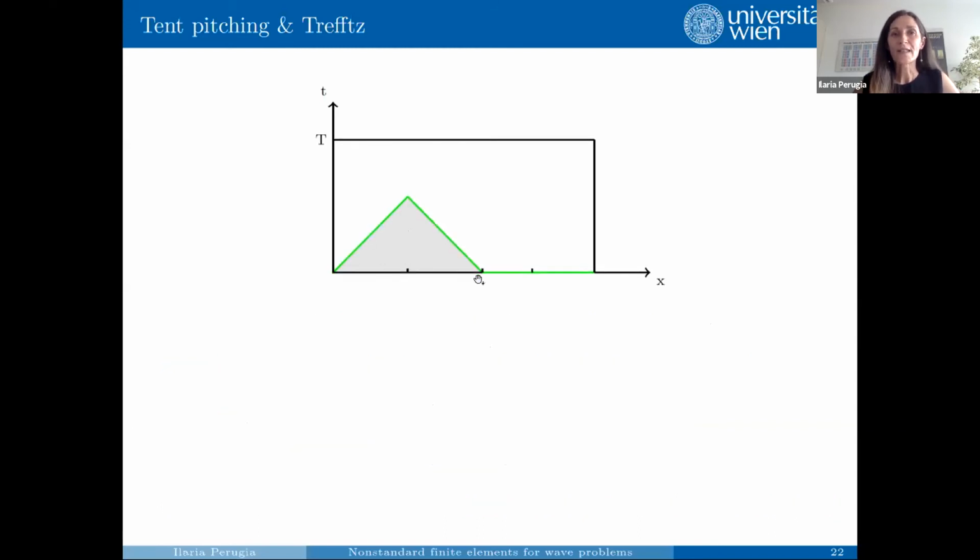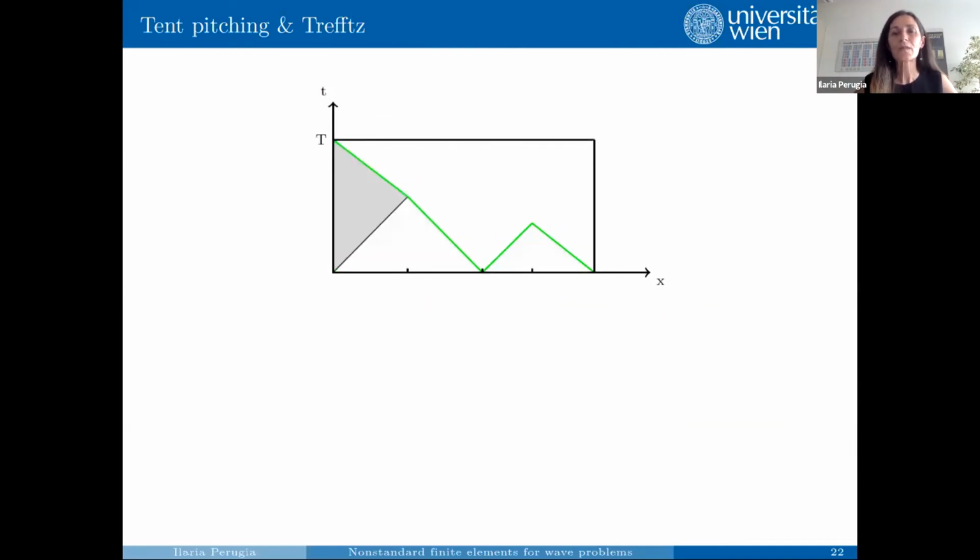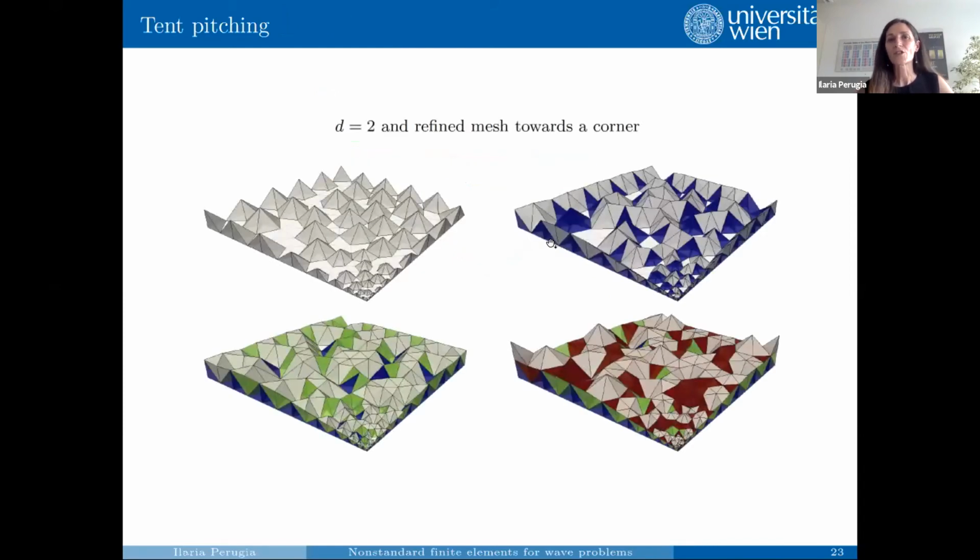So then the front is advanced, and you can do the same for the neighboring tent. And what is important is that you can solve these two tents in parallel. All the tents on the same level can be solved in parallel. And that's what is advantageous from a computational point of view. And then once you have advanced the front, you continue until your domain is filled up and you have the solution at final time. And this is just to depict the tents also in the 2D setting.